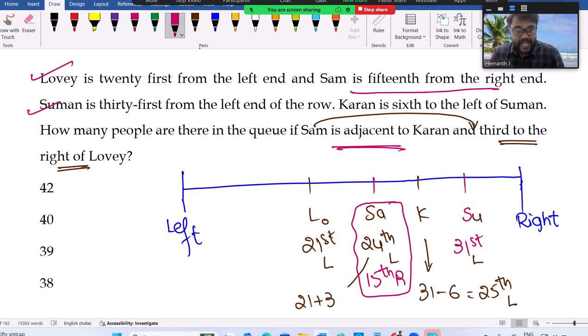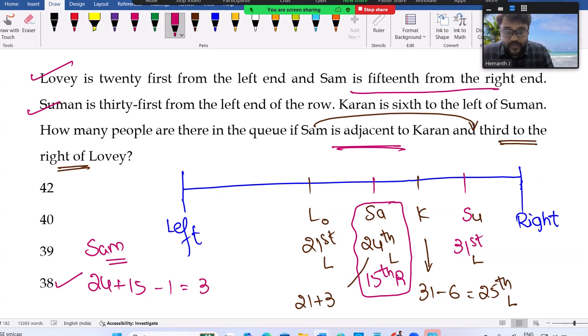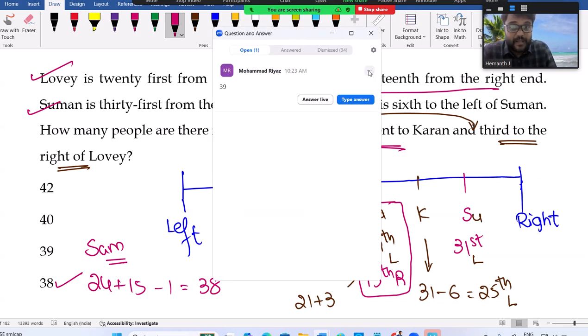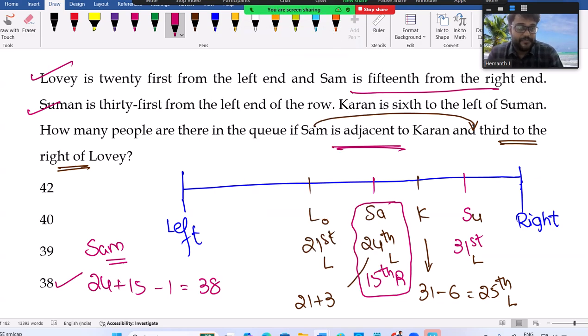Okay. Now Sam is 24th from left, Sam is 15th from right. Then what is the total number of people? 24 plus 15 minus 1. With respect to one person, if I know the left side and right side position, I can add those two, minus 1 is the answer, right? Total number of people in the row is 24 plus 15 minus 1. We have minus 1 to be done. Left side position plus right side position minus 1. With respect to any person, if I can decide the left side and right side position, then you can solve the question.